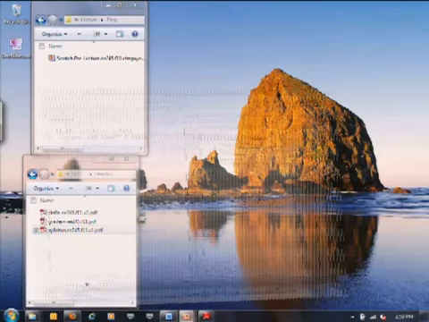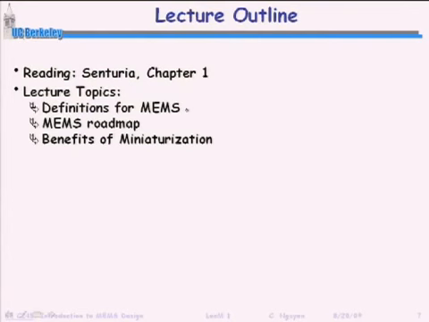That's always interesting to look at to see which directions people are heading to do new things, and then starting to talk about the benefits of miniaturization. And so that's an important thing. Why do people do MEMS at all? People do MEMS because it increases performance by orders of magnitude when you shrink things.